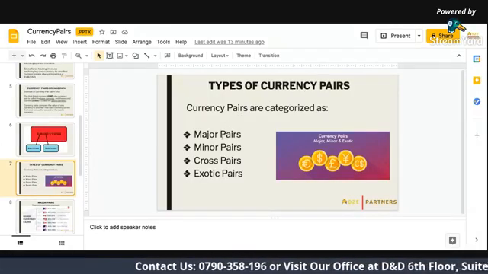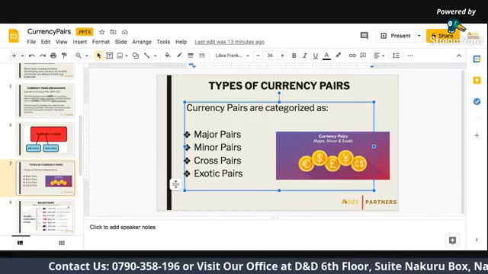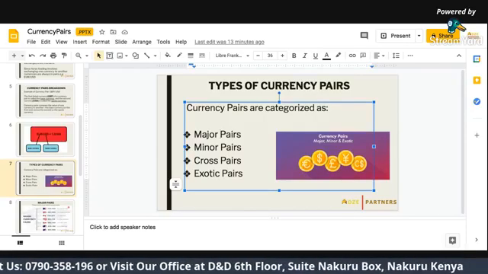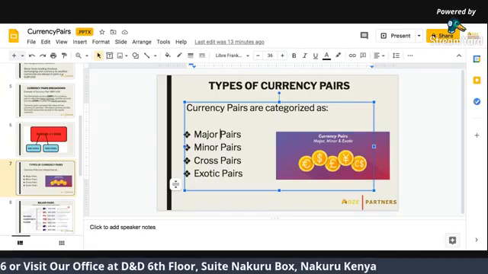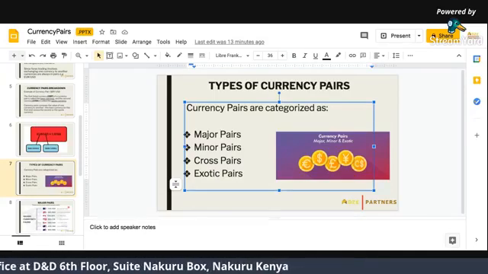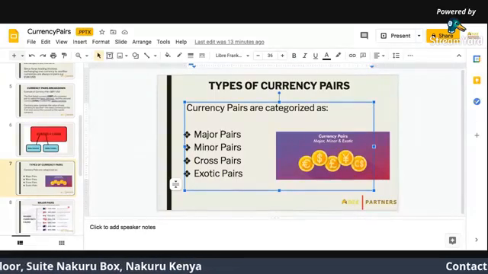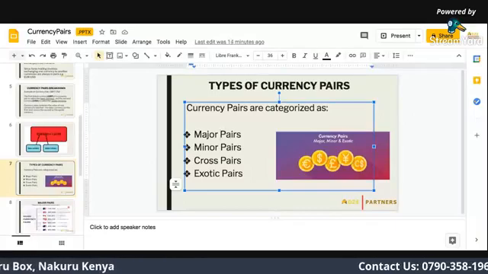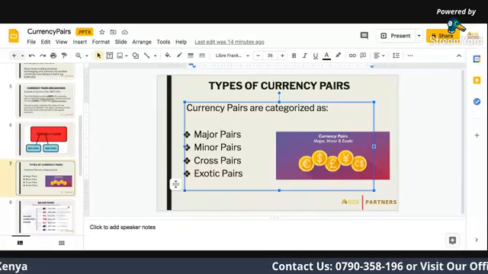Types of currency pairs. We have major currency pairs. We have minor currency pairs. We have cross pairs. We have exotic pairs. Most of the time, minor currency pairs and cross pairs are one. I'm going to explain this later. So let's go to the major pairs.